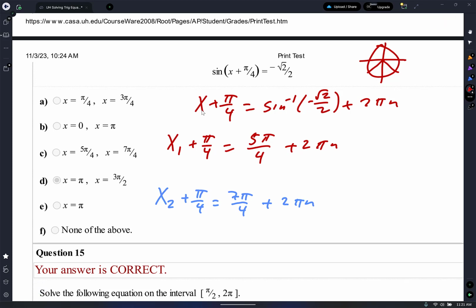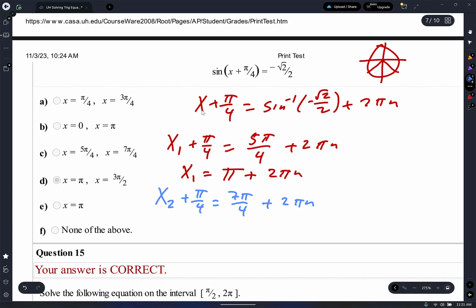I go back to the one in red. I've got to get x1 by itself, so I've got to subtract the pi over 4. Do you guys see that? So x1 equals, I'm subtracting 1 pi over 4. So 5 pi over 4 minus 1 pi over 4 is 4 pi over 4, which is the same thing as pi plus 2 pi n.